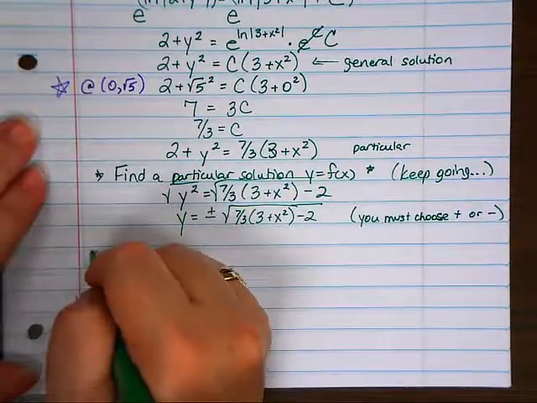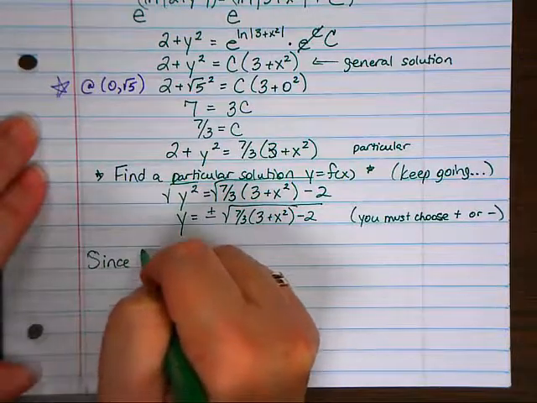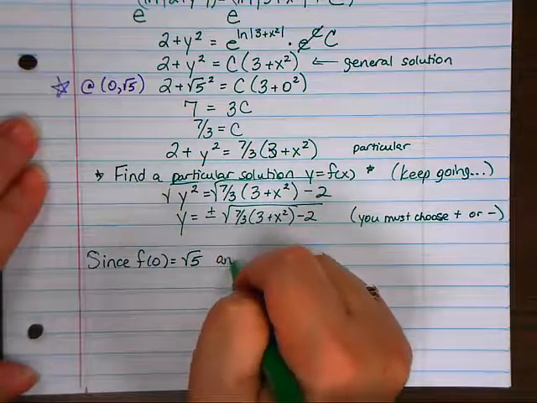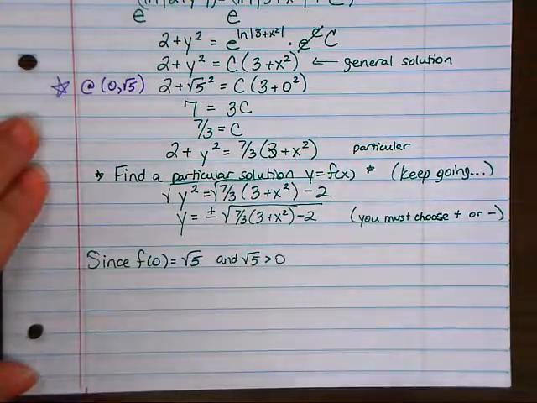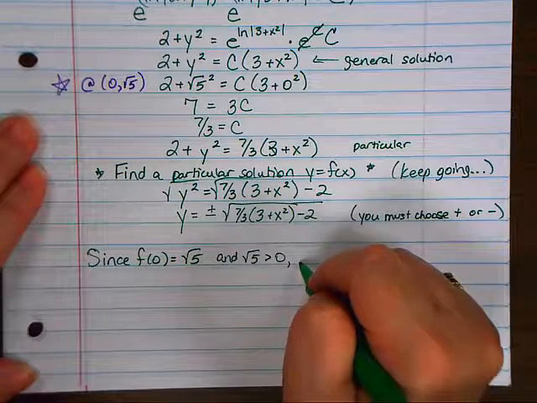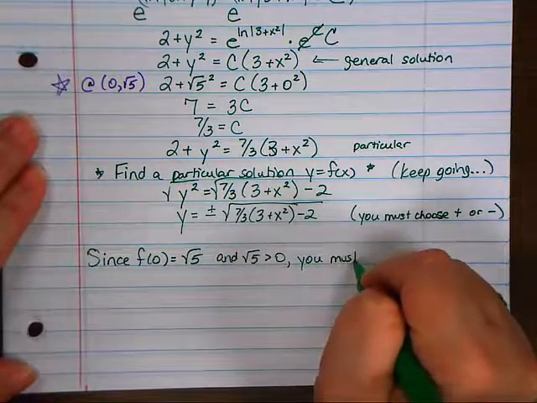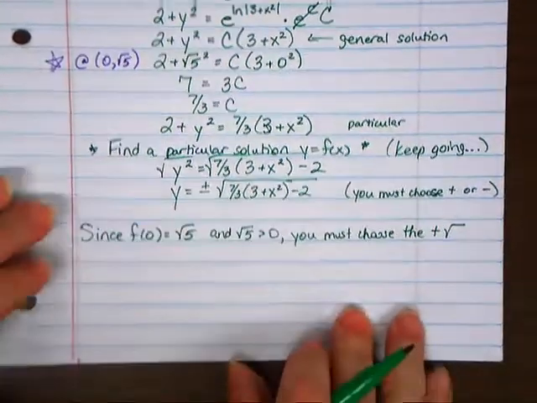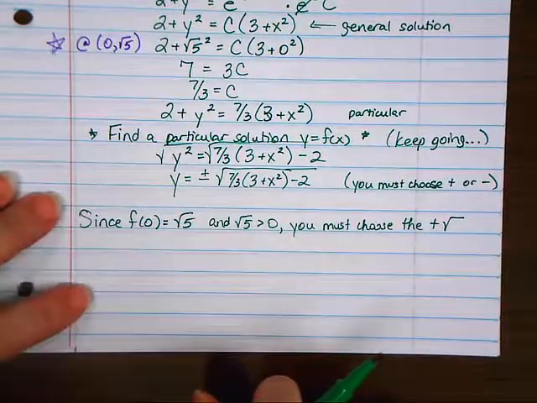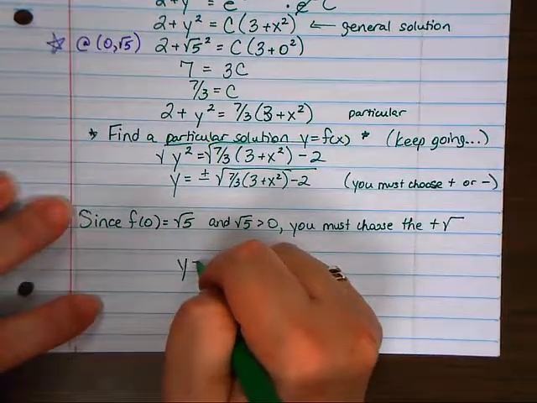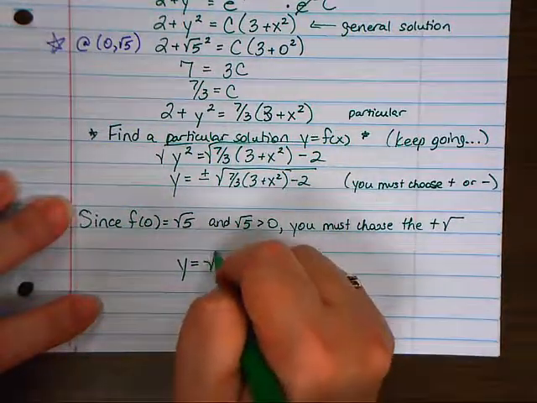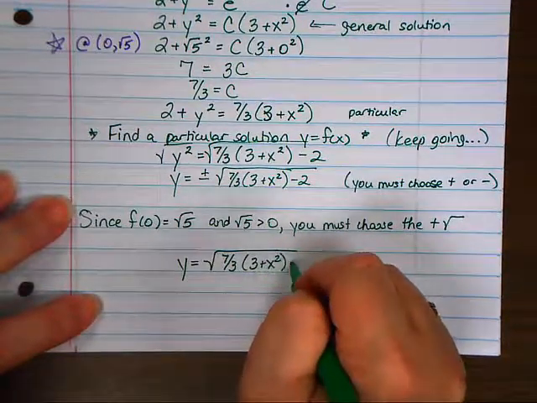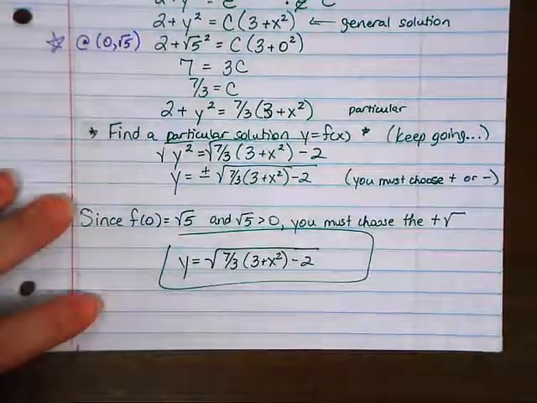So, write this down. Since f of 0 equals the positive square root of 5, and the square root of 5 is greater than 0, comma, you must choose the positive square root. Notice I'm abbreviating. You must choose the positive square root. So your final, I definitely am done answer is y equals the square root of 7/3 times 3 plus x squared minus 2. That's done.